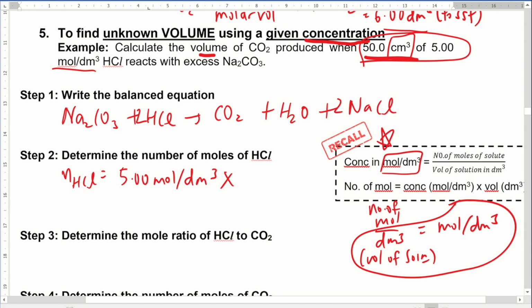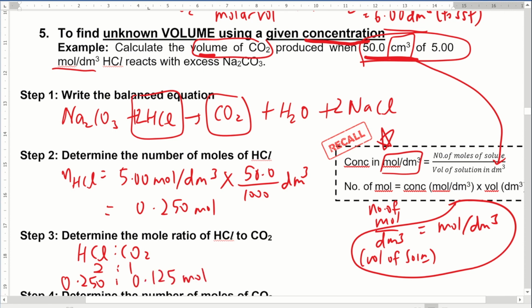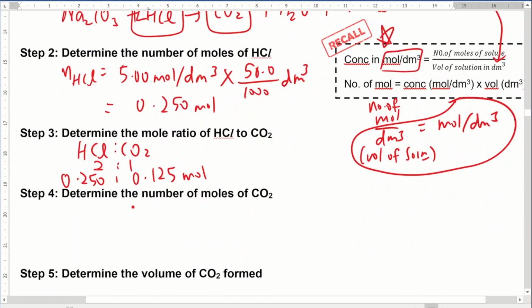Now volume is in cm cube. I need to convert to dm cube. So how to convert? 50 divided by 1000, it will be dm cube. Once I converted, I'll get 0.250 moles of acid. So I'm only interested in volume of carbon dioxide. So I'm only interested in this and this. So I'll calculate the mole ratio. HCl to CO2 is 2:1. If I have 0.250 moles of HCl, divided by 2, 0.125 mole. So the number of moles of CO2 is 0.250 divided by 2 equals 0.125 moles.